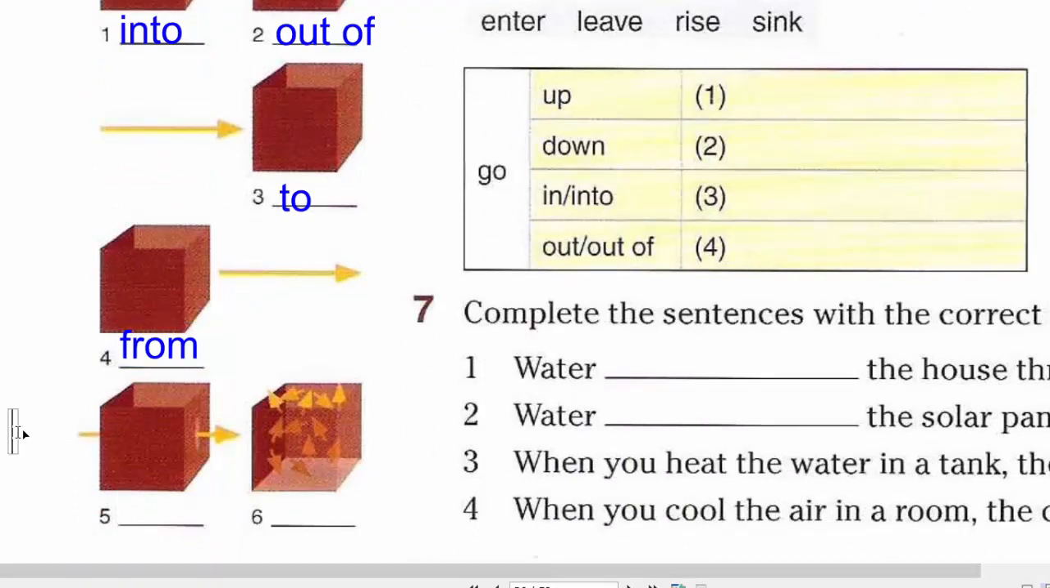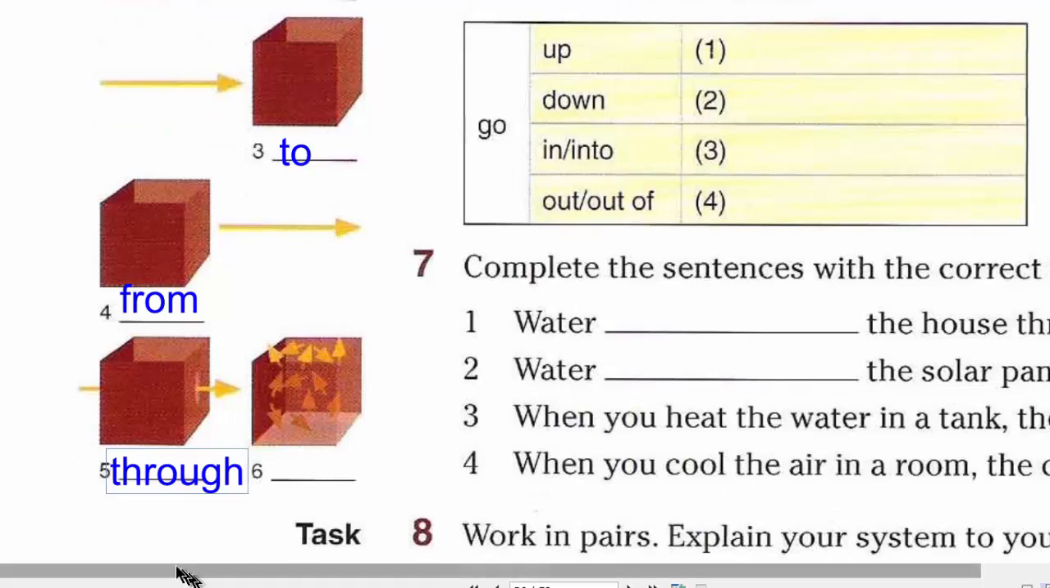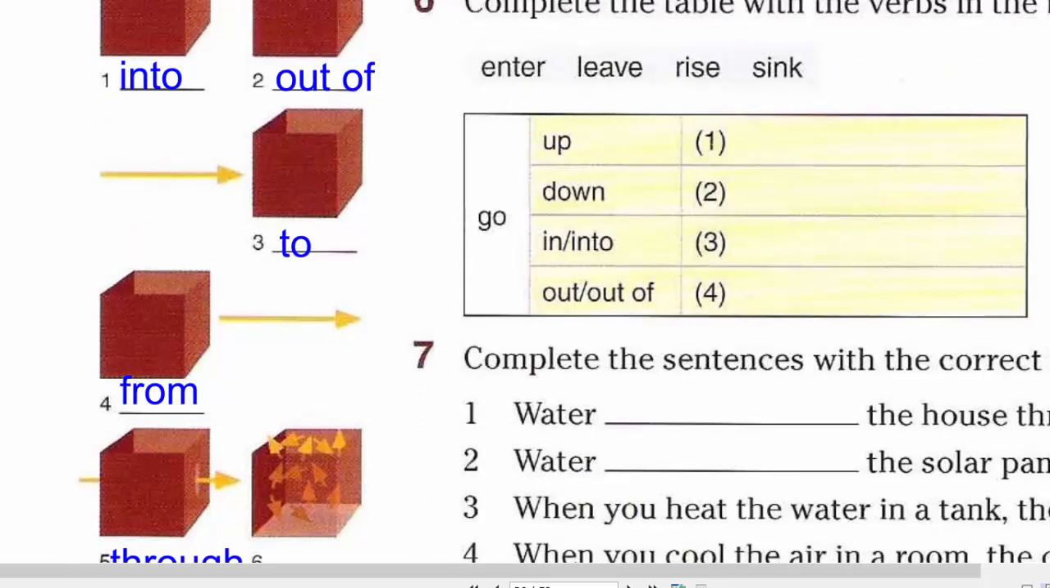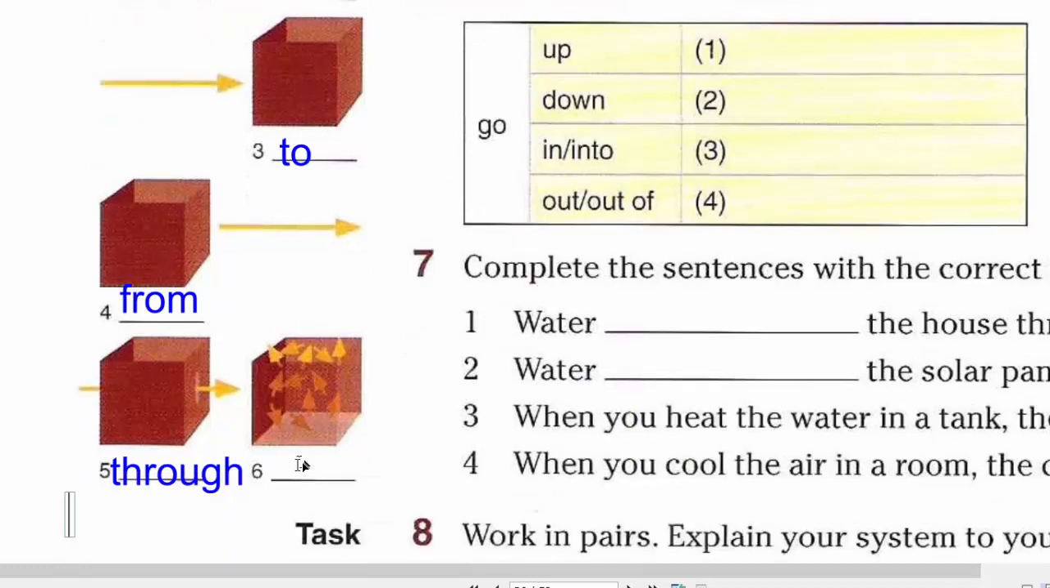Now look at this. The arrow is moving through the box. Through the box. Through. The last one, many arrows. The arrows are moving around the box.